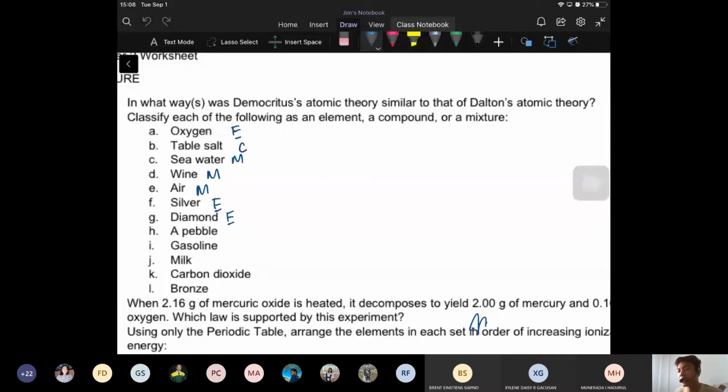We become more precious. Okay, so pebbles. Pebbles, what is its category? Element, compound, or mixture? Let's google it.